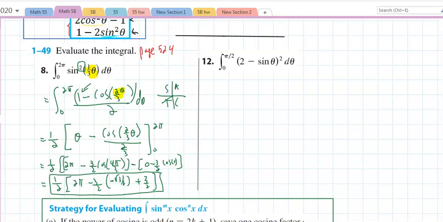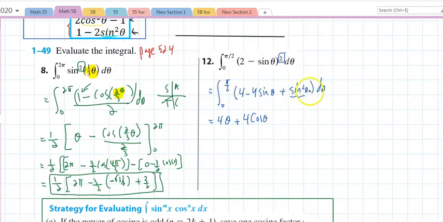If I look at problem number 12, I see a perfect square. That's the integral from 0 to pi over 2. If I FOIL, that's 4 minus 4 the sine of theta plus the sine squared of theta d theta. Well, this is 4 theta, that's not a problem. This is plus 4 the cosine of theta, that's not a problem. And I'll do the evaluation at the end. The problem is with this. You really want to think of this as 1 minus the cosine of twice theta divided by 2. So if you integrate this, you take the 1/2 out. That will be theta minus the sine of 2 theta divided by 2, all evaluated from 0 to pi over 2.